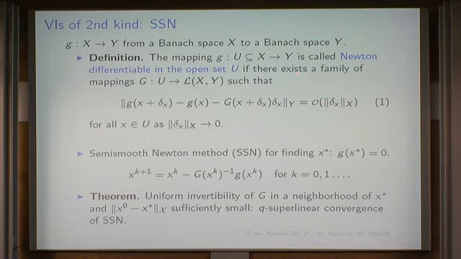If there exists a family of mappings capital G from this neighborhood into the continuous linear operators from X to Y, such that this approximation property holds true. Okay? So the Y norm of G of x plus delta x minus G of x minus capital G of x plus delta x applied to delta x equals little o of the norm of delta x in X as delta x goes to 0.